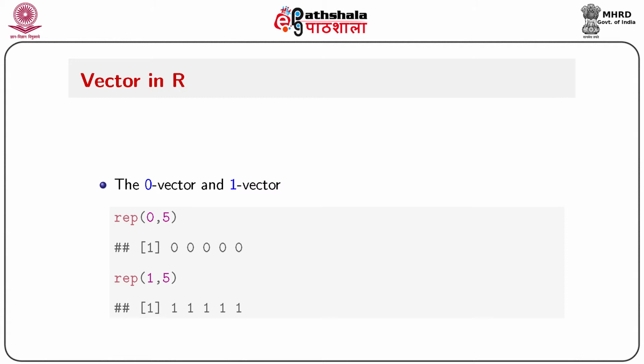The 0 vector and 1 vector can be assigned by the function rep, short for replicate, where the first element should be the 0 and the second element the number of times the 0 should be repeated. So suppose you want a 5 by 1 0 vector, you can write rep(0, 5). And if you want the 1 vector, similarly instead of 0 you replace 0 by 1, then you will get rep(1, 5). So 1 will be repeated 5 times. That means a vector that will have 5 elements, all of them 1.